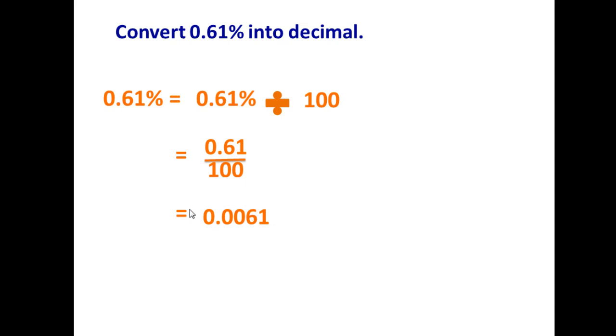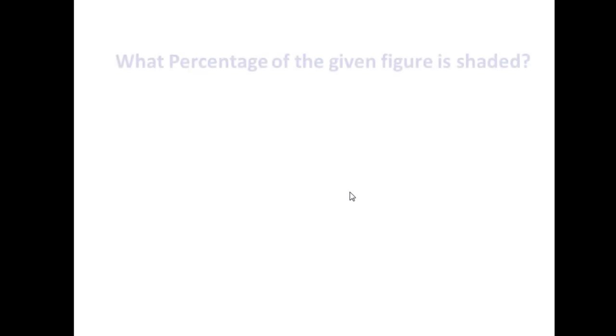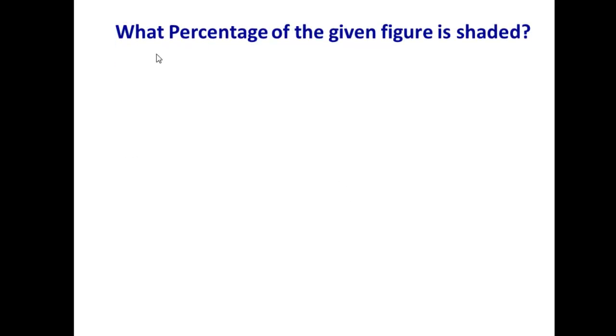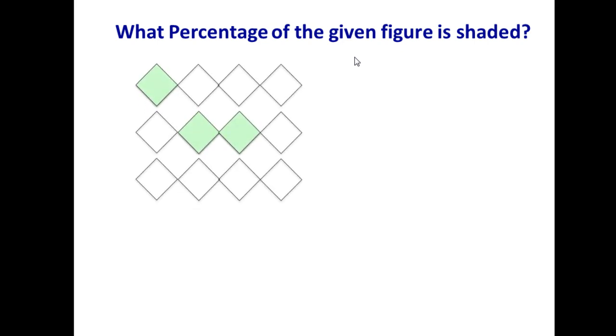It's very easy, just a simple rule. When you require percentage, multiply by 100. When you want to remove the percentage, divide by 100. Okay. So let's have some examples. What percentage of the given figure is shaded? So here is your figure.